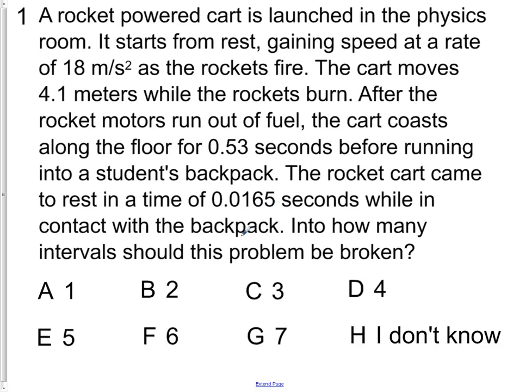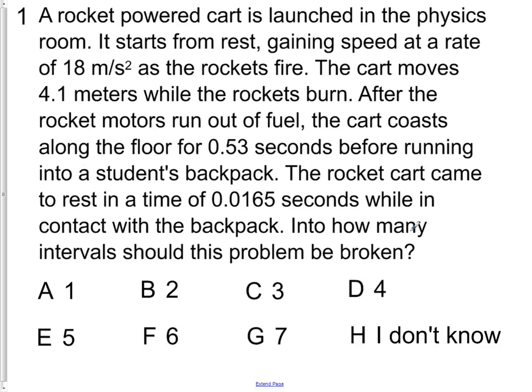Press pause on the video, take 1 minute to discuss this with your neighbor, and decide 1, 2, 3, 4, 5, 6, or 7 intervals, or perhaps you just don't know, and then I'll follow up with the answer in just a moment. Press pause now and take 1 minute to discuss the answer.